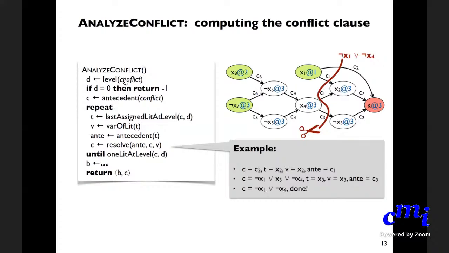And you keep doing this until you hit a conflict clause. Repeat until when? It should be until you hit the unique UIP. Where is that here? Repeat until one literal at the current level. So that's what this is, and then you're done. But if you keep going, then you will enumerate all the cuts. And this is exactly what I had.